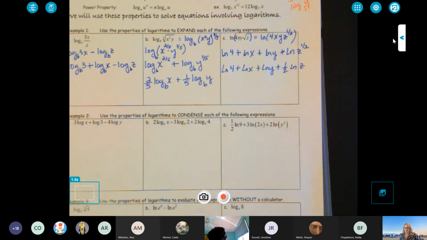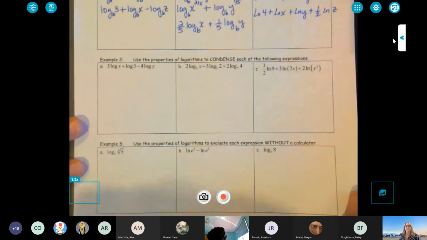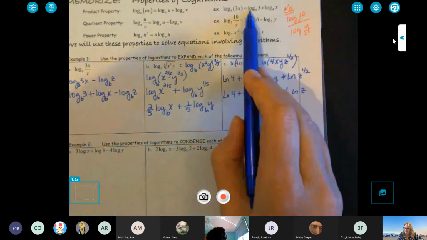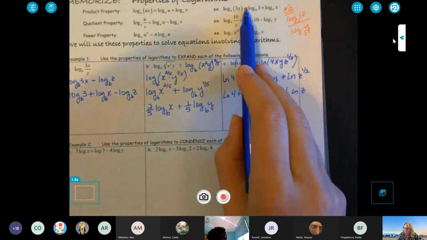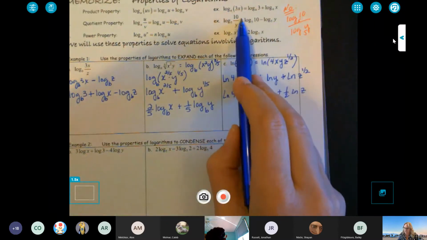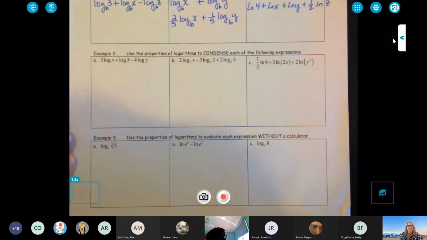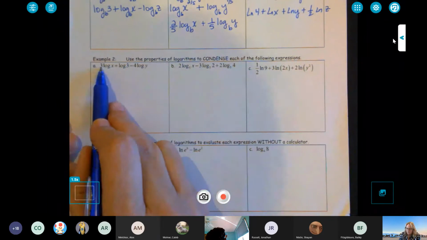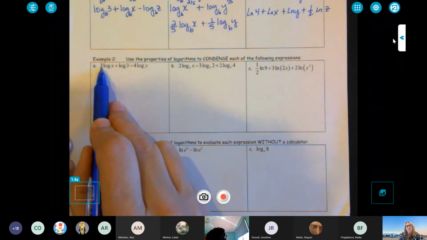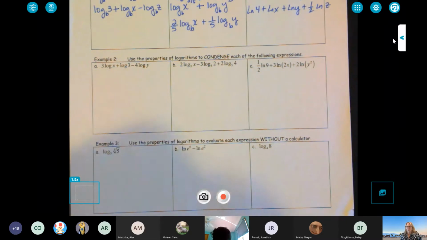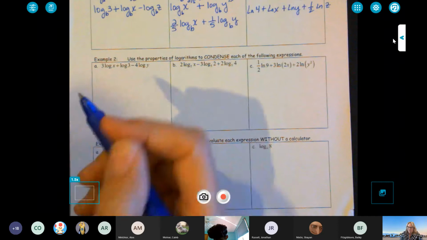Okay, now we're going to go to doing the other way. We're going to condense. And the first thing that you need to know is in order to condense, the lead coefficients here have to be a 1. That's the most important thing to remember before condensing. Okay, so this 3, we have to get rid of that before we can condense. We have to get rid of the 4 before we can condense. Well, we have a power property that allows us to move that to the exponent.